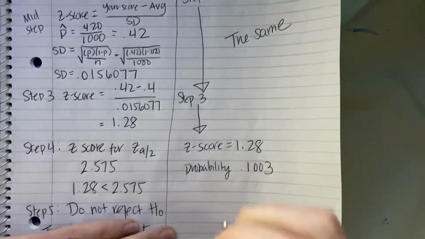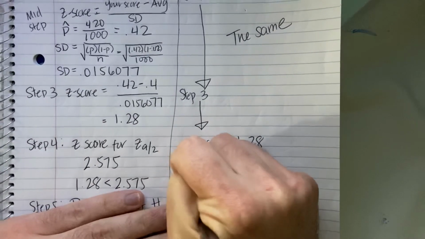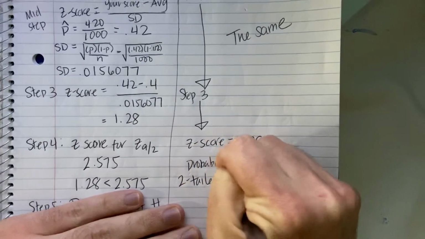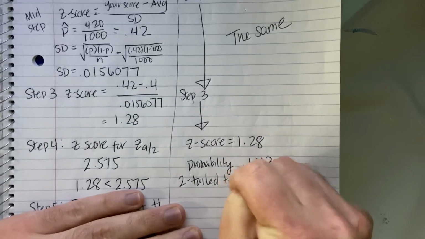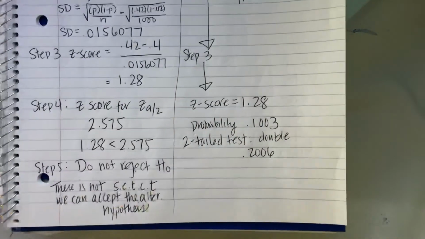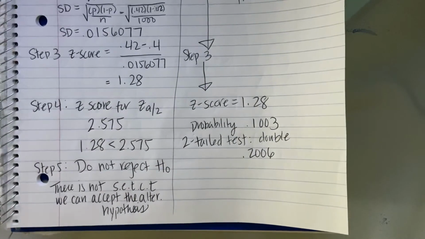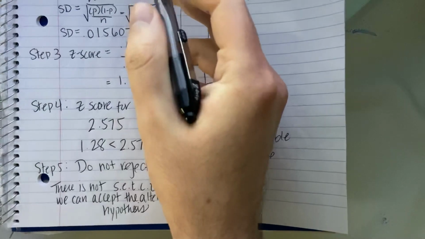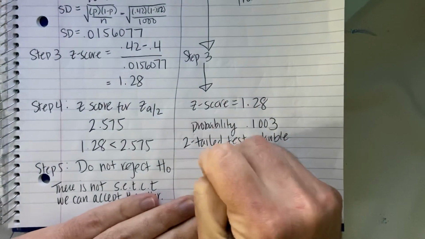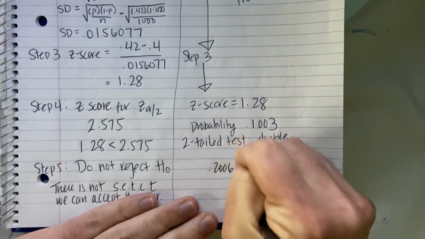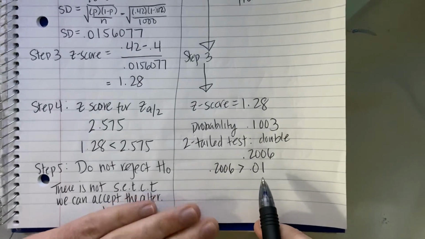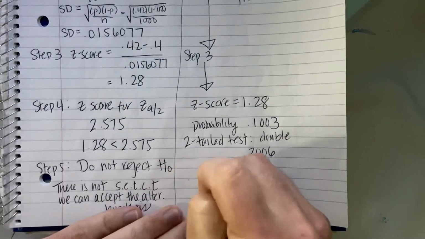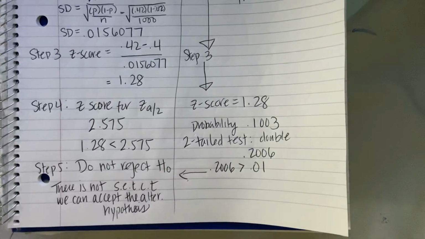Now, because this is a two-tailed test, only on two-tailed tests, you have to double it. So that'd be 0.2006. That means the chances of this happening were about 20%, and you only want to look for things in the 1%. So 0.2006 is greater than 0.01. The probability of this occurring was bigger than 1%, which means I still do not reject H0.